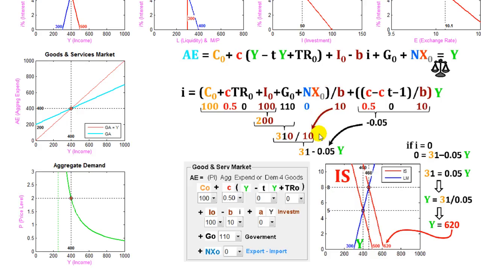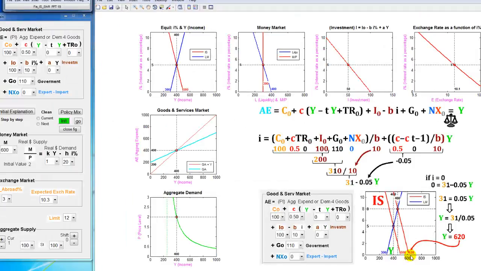And now if you want to analyze the intercept in the horizontal axis, then what you have to do is set the interest rate equal to 0 to be here in the horizontal axis, and then if you isolate y, you solve for y, you can pause and do the math. You will see that income is 620. So the intercept in the horizontal axis is going to be 620, so here we will have 620.